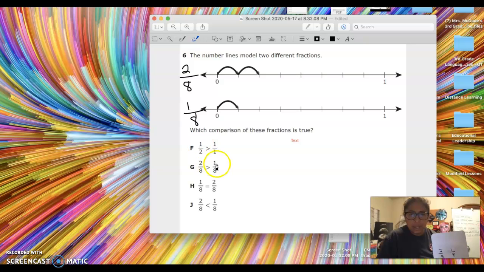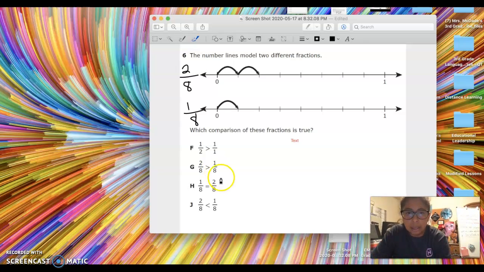Now I'm going to look at these answer choices and see which one doesn't make sense, because there's always going to be an answer that for sure doesn't make any sense. What I notice is odd about these answer choices is this F says a half is greater than 1 over 1. A 1 over 1 is the same as 1 whole. First of all, a half is definitely not larger than a whole. So I know that this is not a good answer choice.